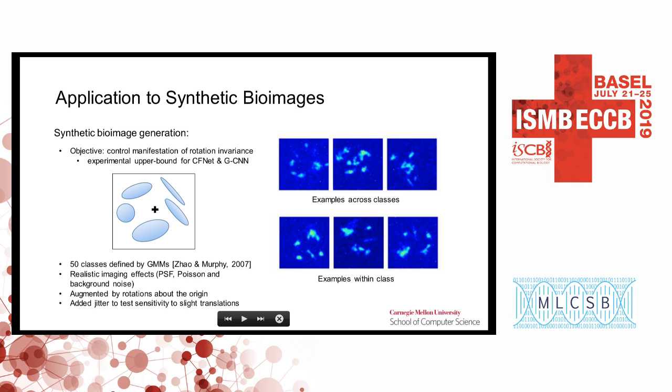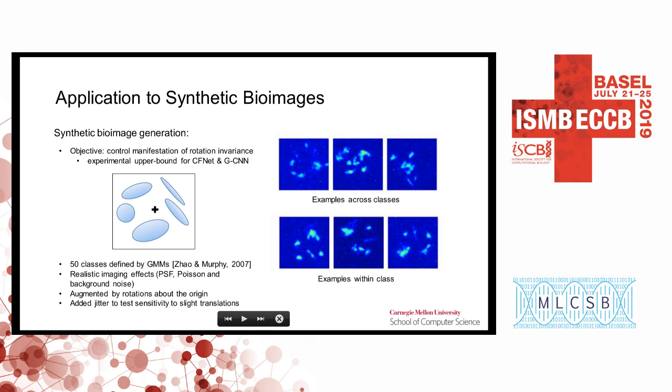And we designed it such that it would be very hard to do well unless the network learned to be invariant to rotation. So we can consider this as an empirical or experimental upper bound for CFNet and also for group convolution, or GCNN, as it's called.